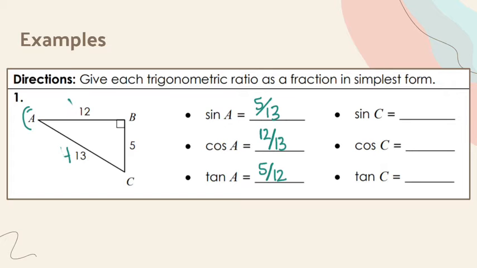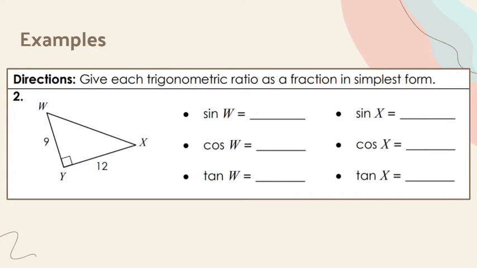Now I'm going to relabel these for angle C. The hypotenuse stays the same, but your adjacent and opposite sides switch. So sine of C is going to be opposite over hypotenuse, so 12 over 13. Cosine of C is adjacent over hypotenuse, so 5 over 13. And then tangent of C is opposite over adjacent, so 12 over 5.